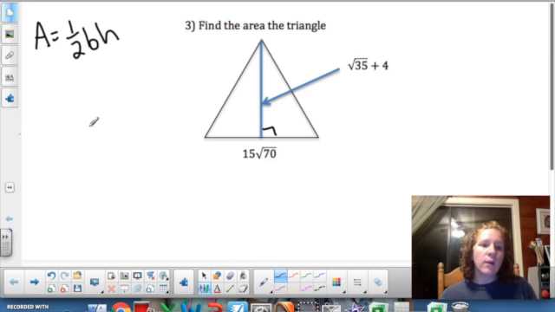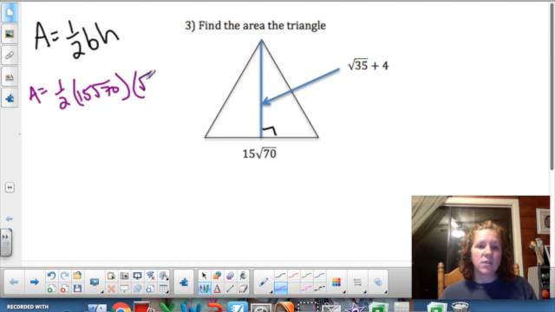So whenever you have a formula like this, the first thing you're going to do is just plug in the values that you know. So this is going to be area is 1/2 times the base, which is 15√70, times the height, which is √35 + 4.